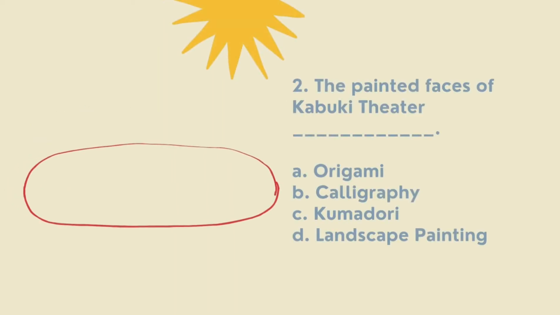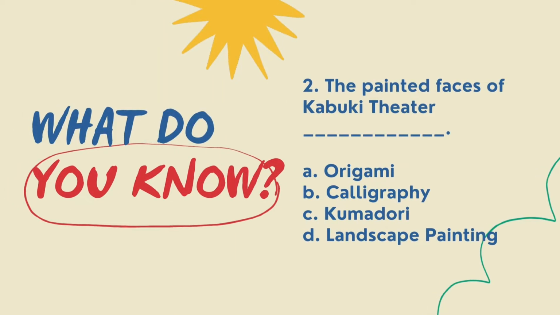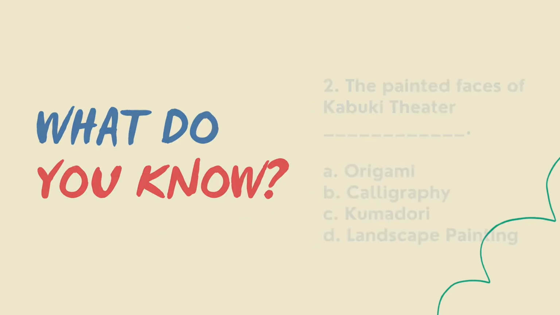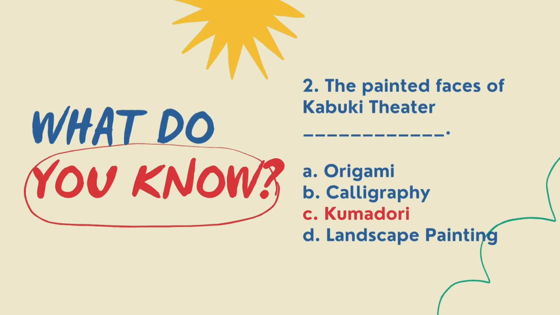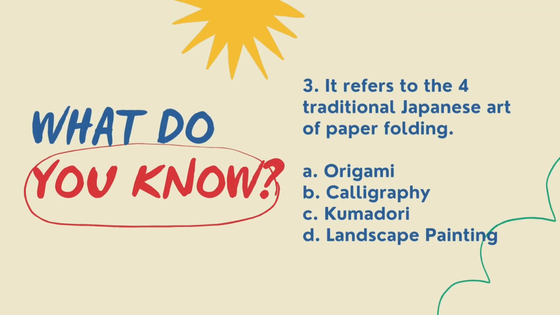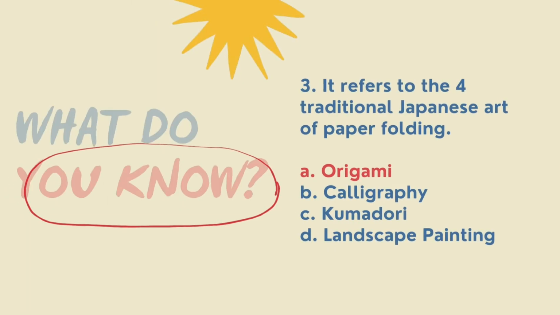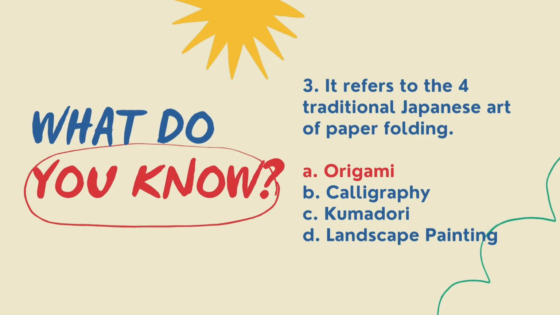Very good. Next, number two, the painted faces of Kabuki theater. A. Origami, B. Calligraphy, C. Kumadori, D. Landscape painting. If you answer letter C, Kumadori, then again, you are correct. And the last one, number three, it refers to the traditional Japanese art of paper folding. A. Origami, B. Calligraphy, C. Kumadori, D. Landscape painting. If your answer is letter A, origami, then you are correct.